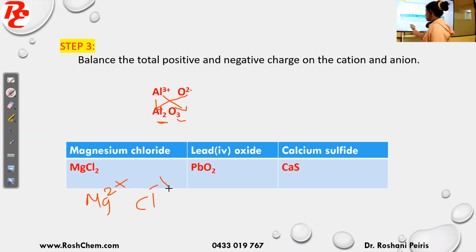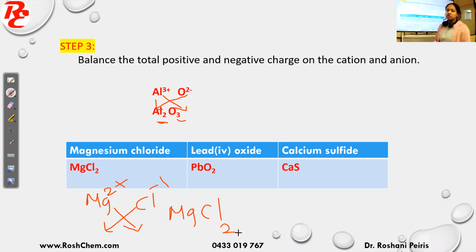Okay, now use the crisscross, so like this. So what happens then? Magnesium gets 1 from chlorine. I don't write 1, and chlorine gets 2 from magnesium. So it's then MgCl2 is the formula of magnesium chloride.